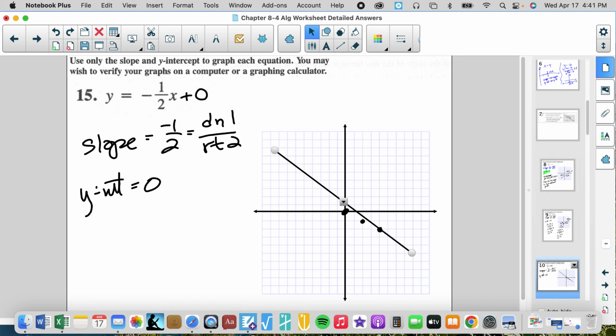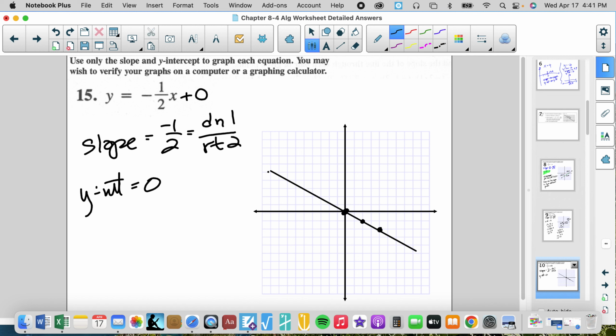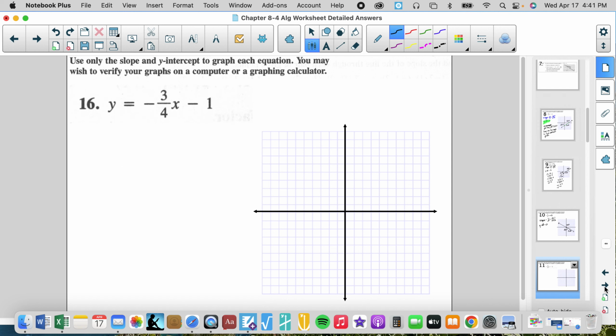I'm going to realign my graph so it looks relatively correct. I'm going to draw arrows, and now I'm going to label my points. I have the origin, which is (0, 0). I have a second point, which is (2, -1). Then I have (4, -2). 4 on the x, negative 2 on the y. And we're good.